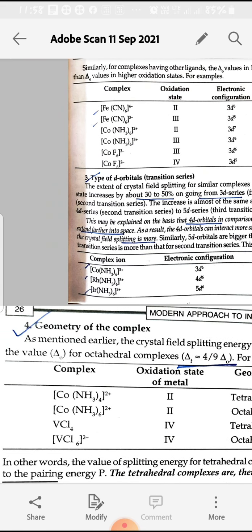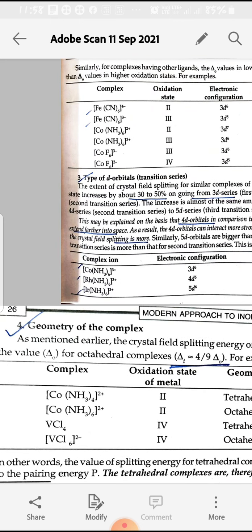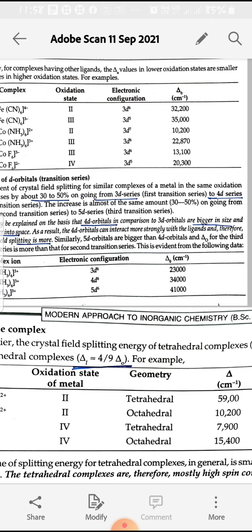So the next point is the geometry of the complex. In this we will discuss octahedral and tetrahedral. Crystal field splitting in octahedral complexes is greater than in tetrahedral complexes, and delta T is equal to 4 by 9 delta O, as we have discussed earlier. Because in tetrahedral complexes the crystal field splitting is less than the pairing energy, they will always form high spin complexes.